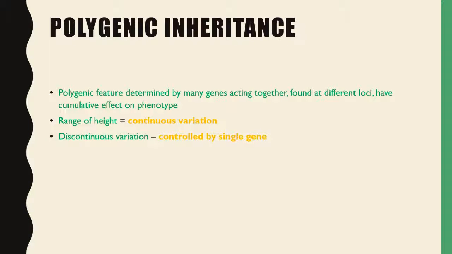polygenic inheritance, which is much shorter than epistasis, like I've said. Well, polygenic inheritance features traits determined by many genes acting together, and these are found at different loci. These have a cumulative effect on the phenotype. So, for example, a range of height is continuous variation, and discontinuous variation is controlled by a single gene.